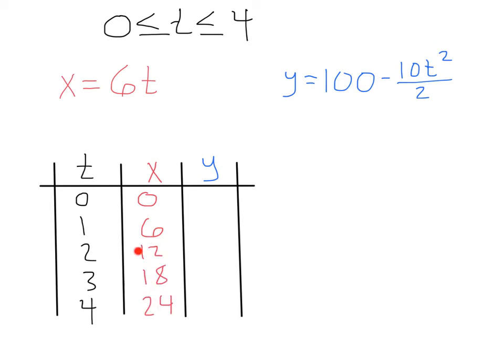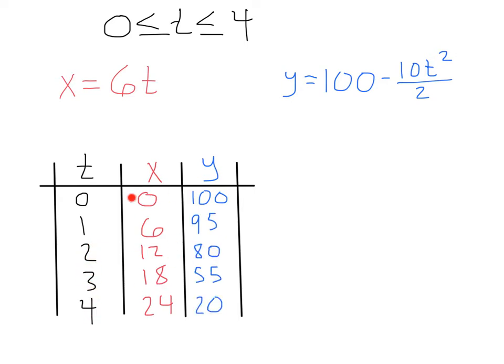Alright, I went ahead and filled the rest of those out. Now let's take our y values. Remember, y is still written in terms of t, so we need to plug in our t values, not our x value. If we plug in 0 in our y equation, we're just going to end up with 100. Plugging in 1, we're going to get 100 minus 10 times 1 squared over 2. That's going to be 95. And I'll go ahead and fill out the rest of these by plugging in my 2, 3, and 4.